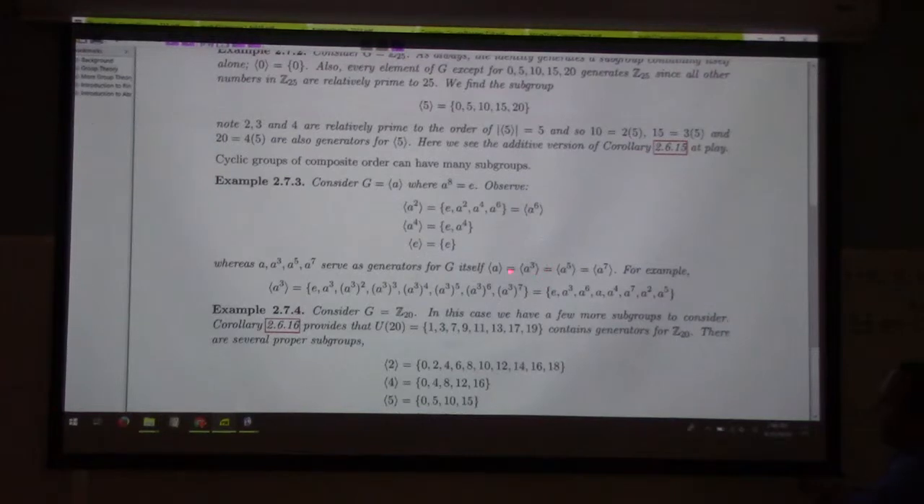So if I start with a, I can either take the 3rd, the 5th, or the 7th power of a, and that will give me the other generators. If you started with a to the 5th, I could take the 3rd, the 5th, and the 7th powers of that to get the other 3 remaining. It doesn't matter which one you start with. Taking the non-identity powers in the group of units will generate the other generators.